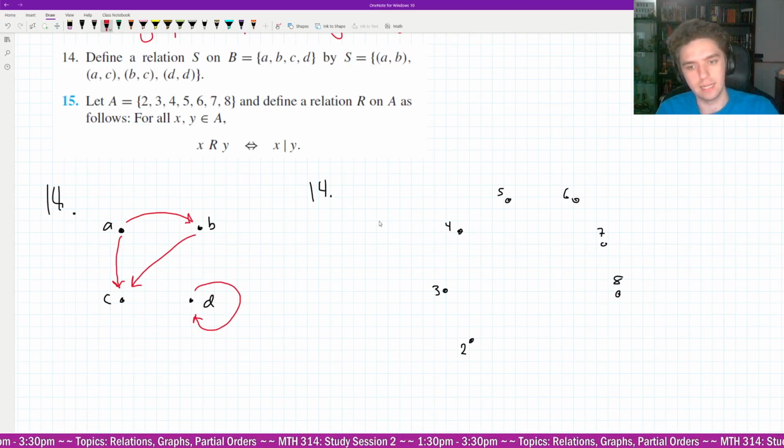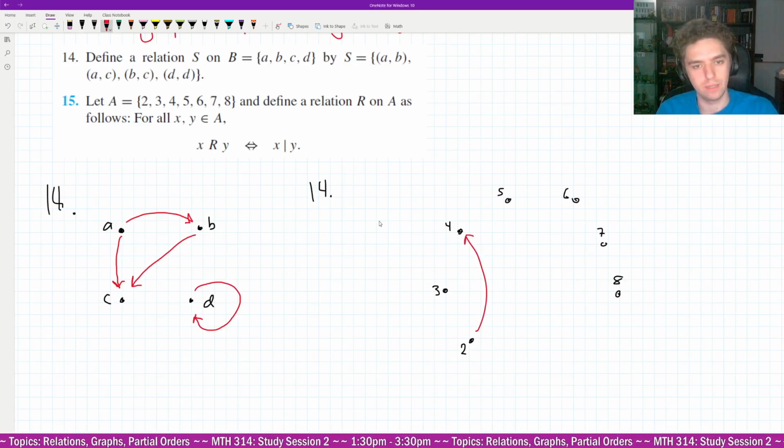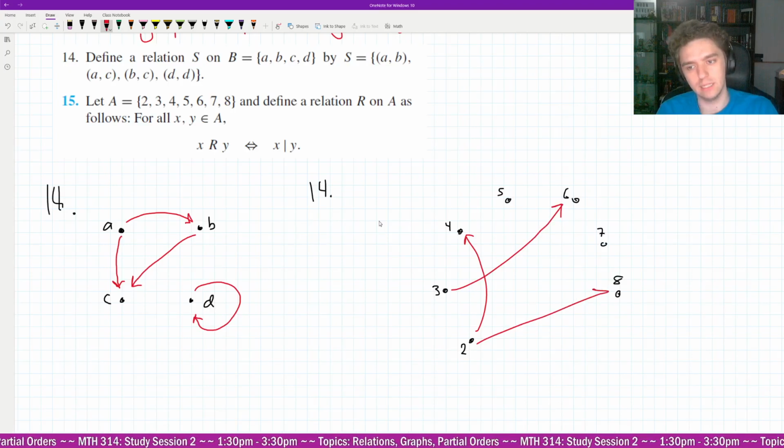So, like I said, 2 divides 4. 3 divides 6. 2 divides 8. Anything else I'm missing? 4 divides 8.